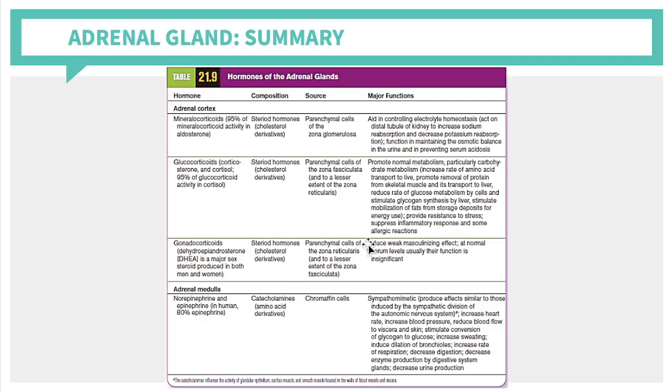So again, this is the summary of the things that we discussed a while ago in terms of the hormones produced, the composition, the source, and the major functions. So I want you to review and read on this, so that you can learn more about the functions of those different hormones that we discussed. For example, for norepinephrine and epinephrine, what will be the function, what will be the effect on our heart, etc.